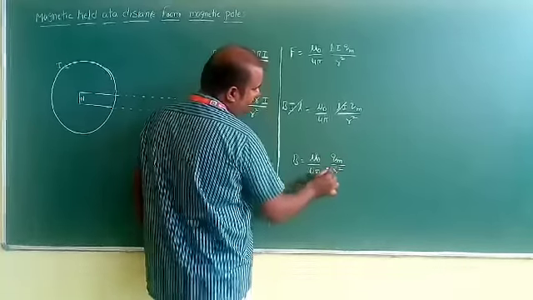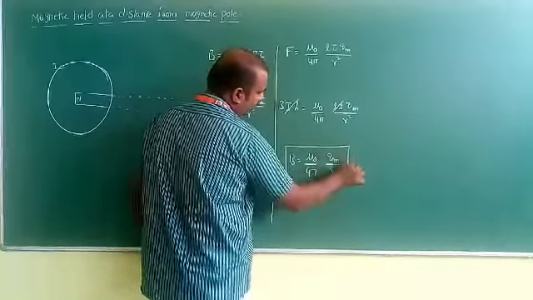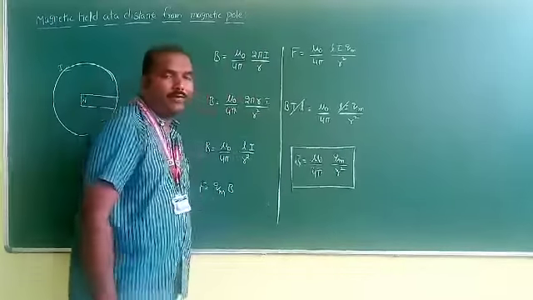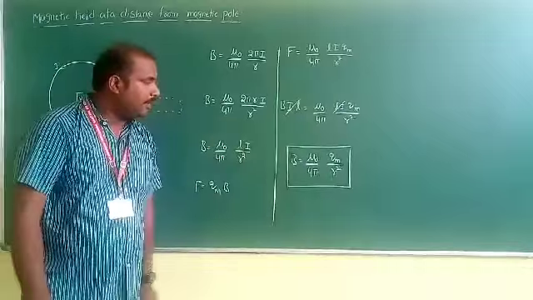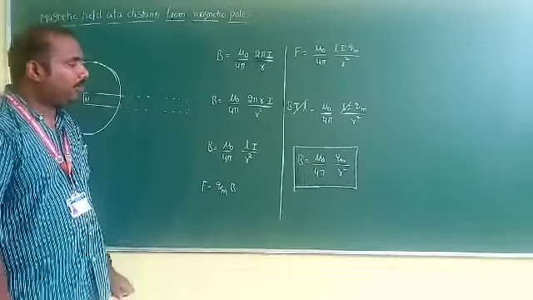R square. So finally this equation is very important. And further, from the derivation point of view, everybody must remember this equation: B is equal to mu naught by 4 pi into QM by R square.